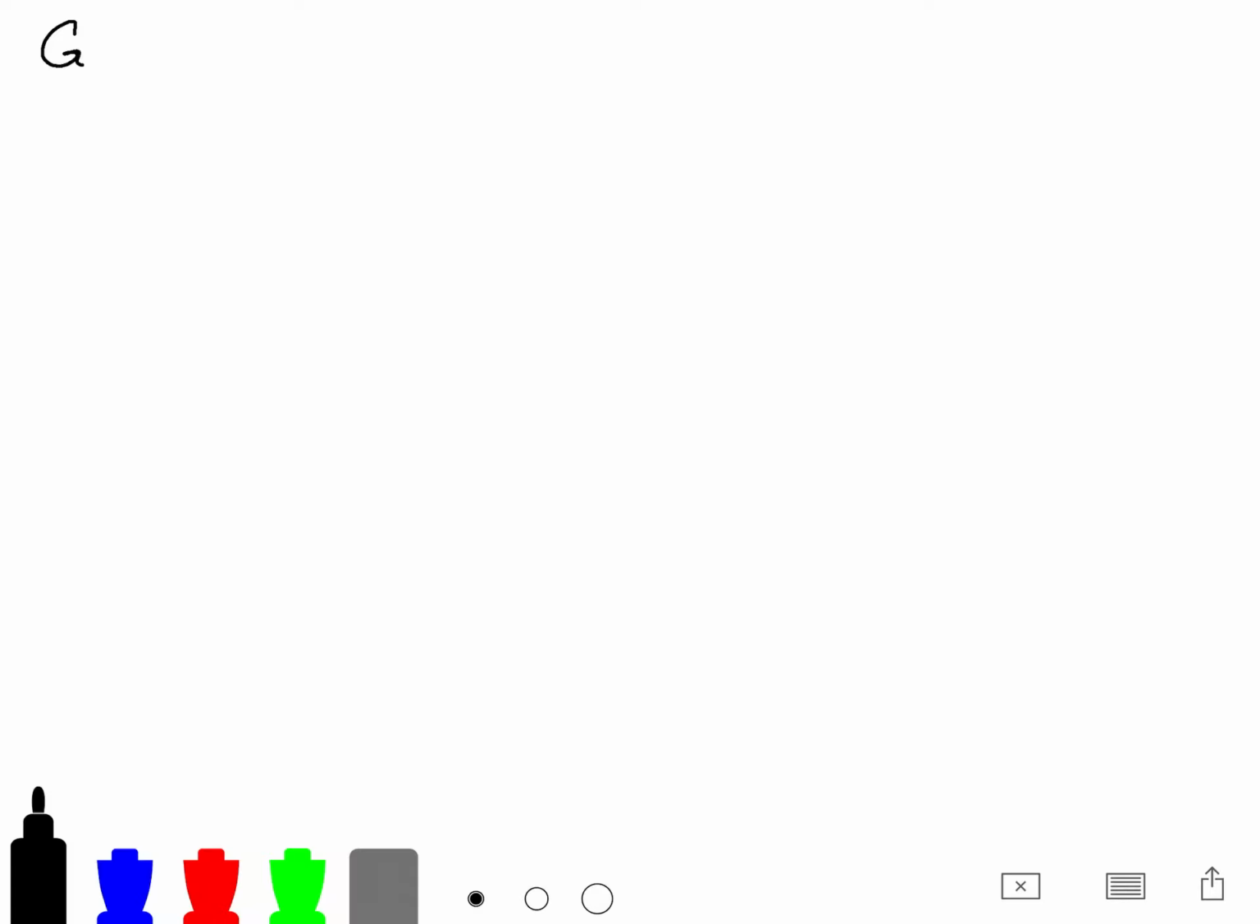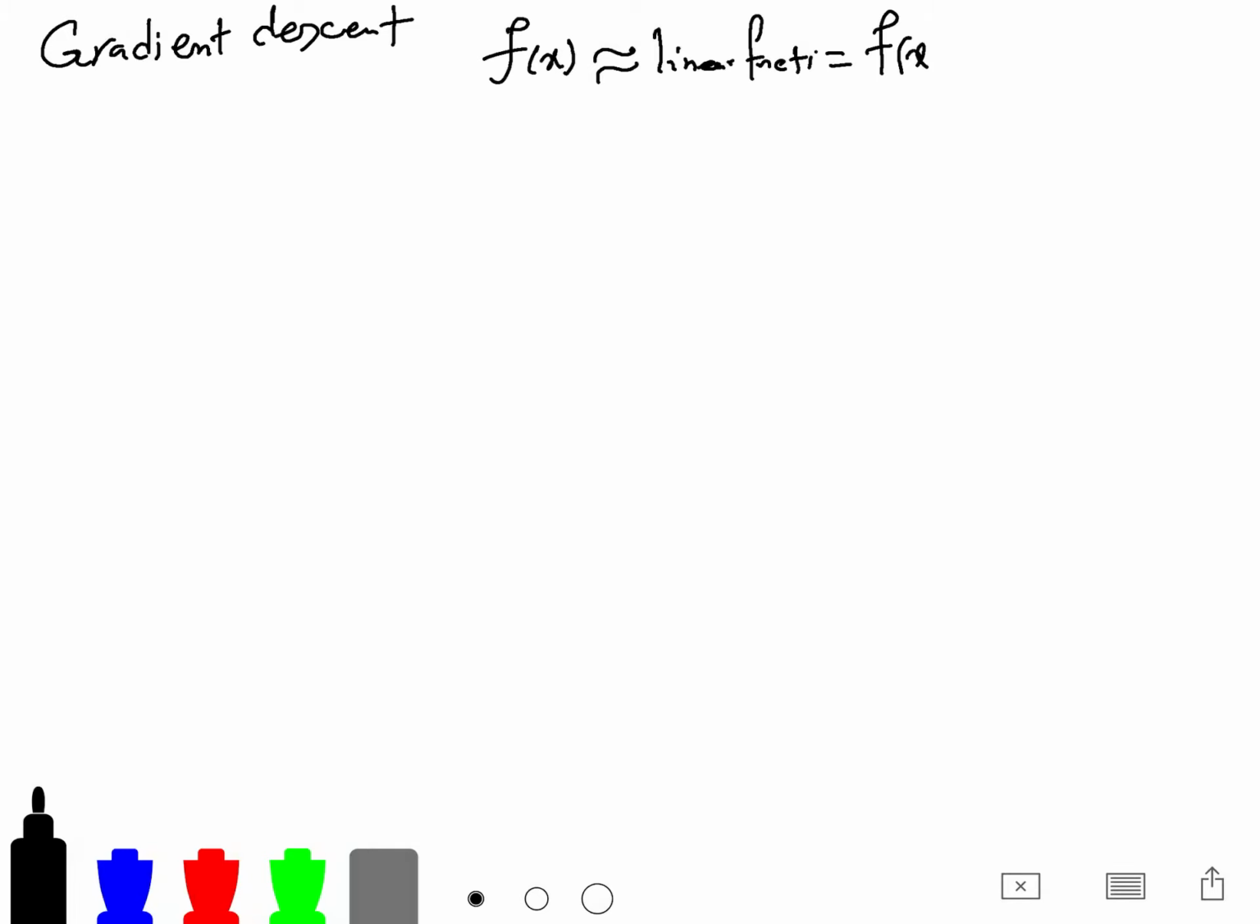Let's talk about gradient descent and subgradient descent. Gradient descent. So we want to minimize f, and a good way is to approximate it by a linear function, which is f of x at x naught plus gradient of f of x multiplied by x minus x naught.